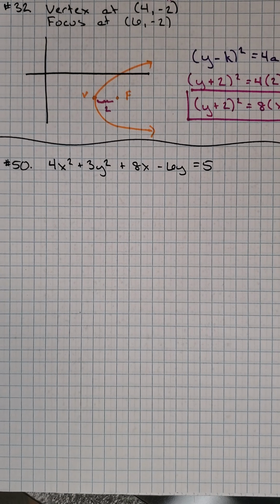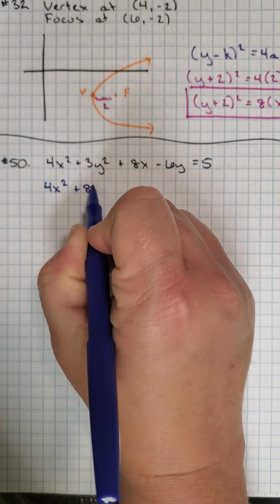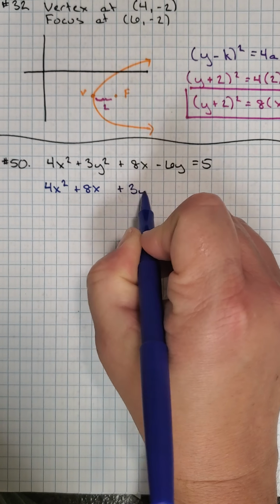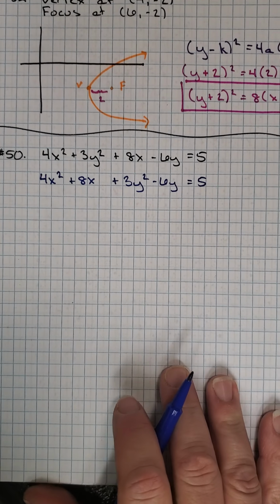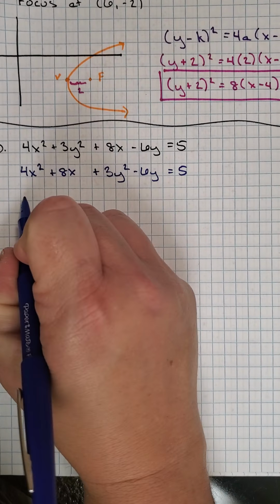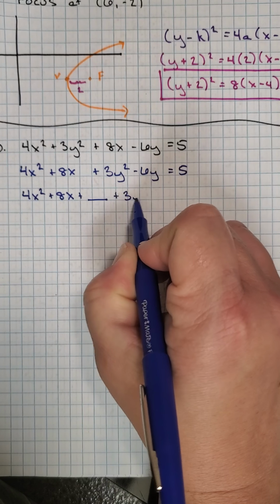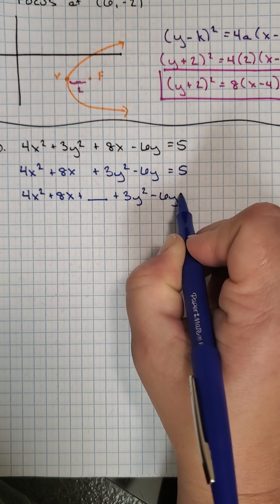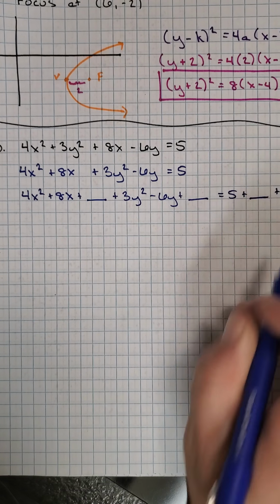Well, first thing we need to do is get this in vertex form. So I'm going to gather all the x's together: 4x² and the 8x. And then I'm going to put all the y's together: 3y² - 6y, and have it equal to 5. Then I'm going to get ready to complete the square. Remember, whatever you do to one side, you have to do to the other. So we have 4x² + 8x + blank, plus 3y² - 6y + blank, equals 5 + blank + blank.